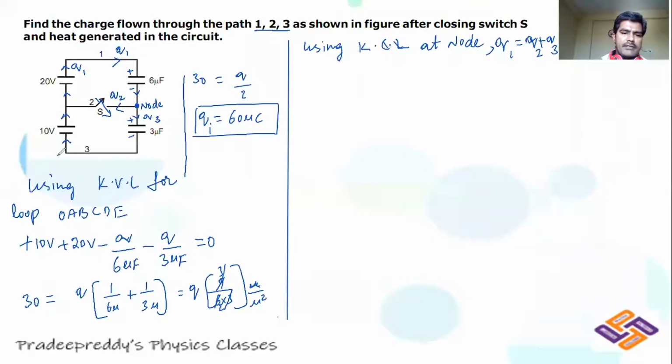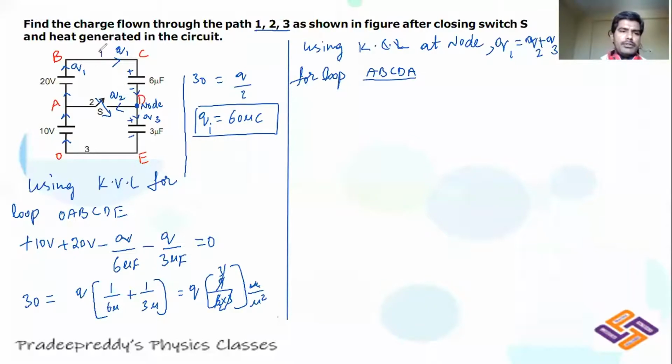I'll name them as O, A, B, C, D, and E. Right? Now let me write down each loop. For loop A, B, C, D, A. First I am taking one loop.